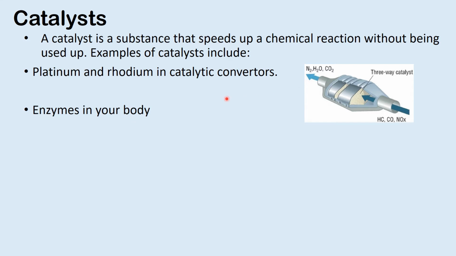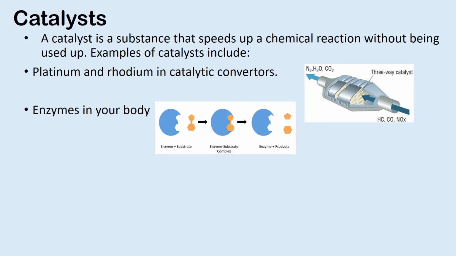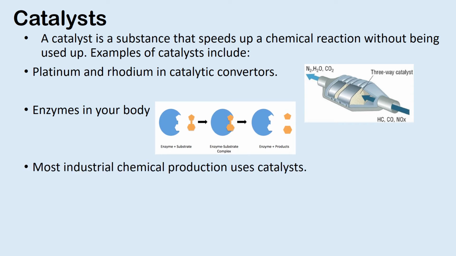Other examples, I'm sure from your biology course, you know about enzymes. Enzymes, of course, are biological catalysts. They speed up chemical processes in your body, and I'm sure you're very familiar with this kind of enzyme substrate diagram here. And most industrial chemical production is going to use catalysts. Of course, if they don't get used up in a chemical reaction, that means you can use them many times. So if you can find a chemical that increases the rate of the production of your major product, then of course you're only going to have to buy it once.